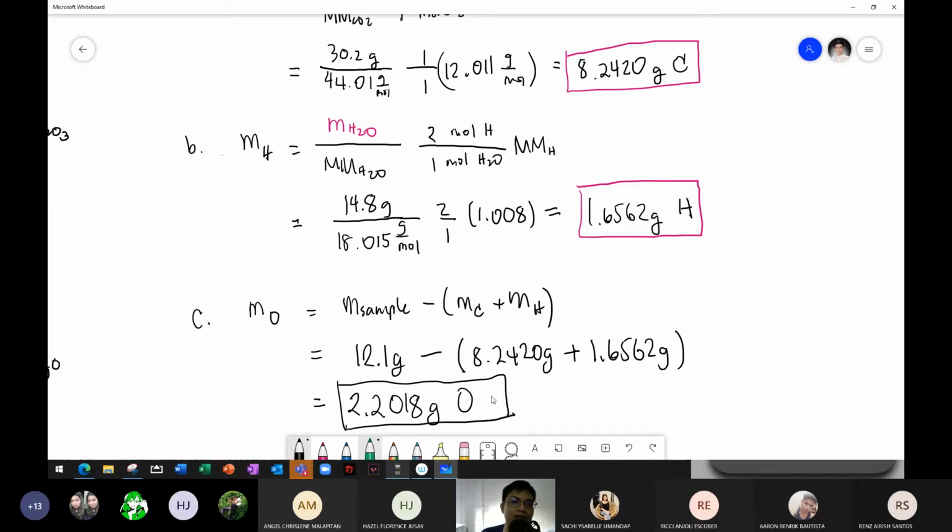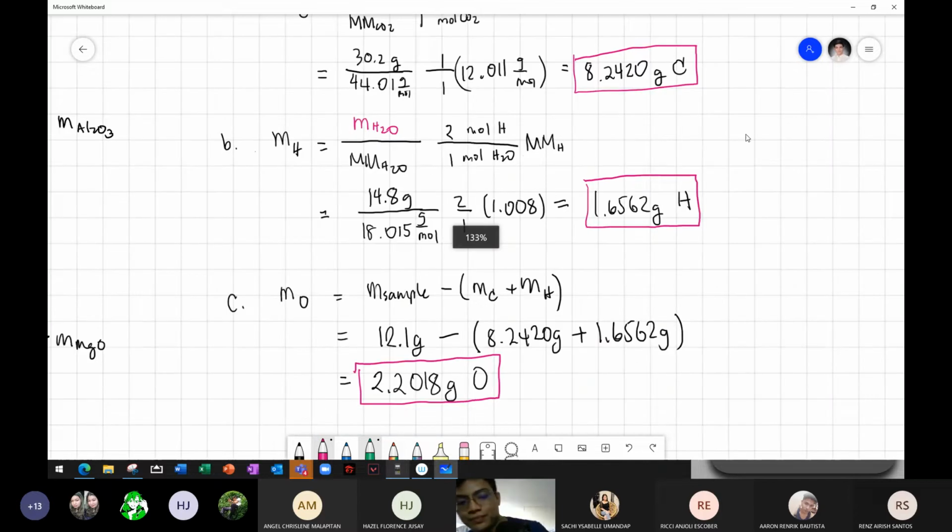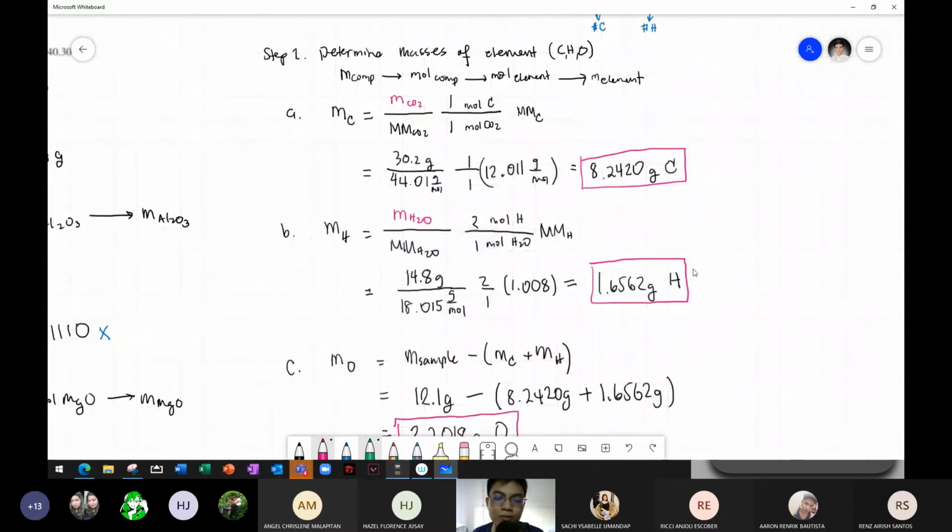Di ba? Very amazing. Kasi nakuha natin yung mga masses ng elements. That is the component of your sample. Okay? So again, the mass of carbon dioxide and the mass of water can be converted to mass of carbon and mass of hydrogen respectively by just using stoichiometry. But if you are asked about the mass of the oxygen, you just simply subtract it from your sample mass. Ganun lang ka-easy. Okay?